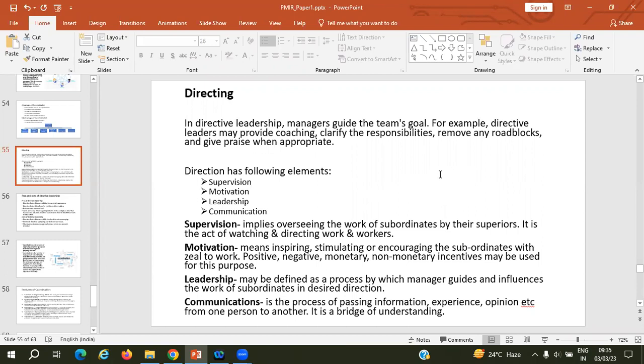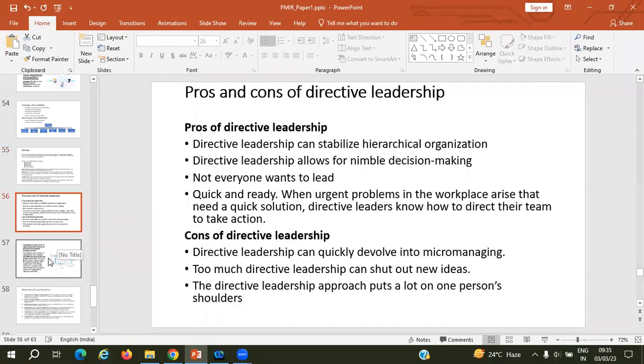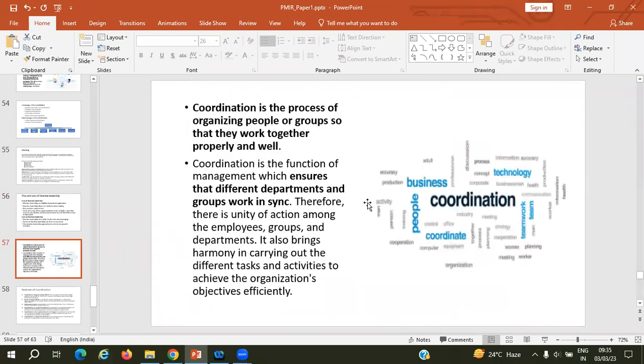Before the break, we studied directing and directive leadership. What is directive leadership? What are its advantages and disadvantages? Now we'll go through a new concept called coordination. This is something you have experienced.